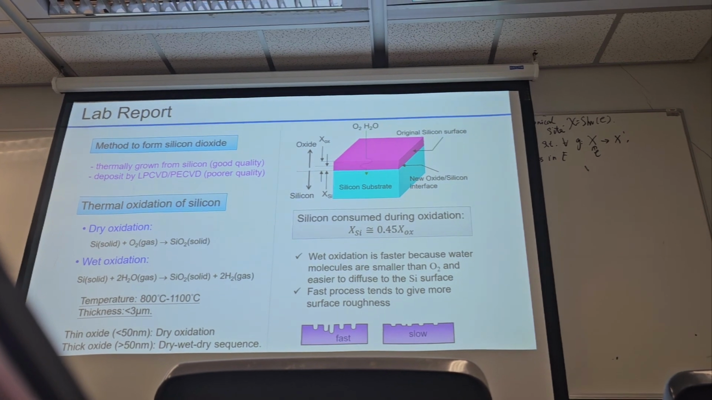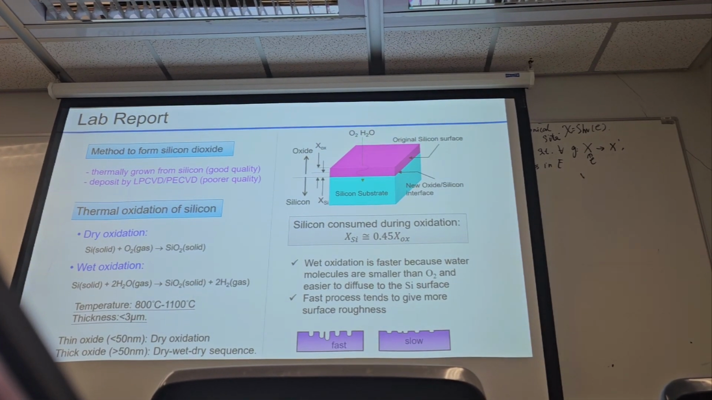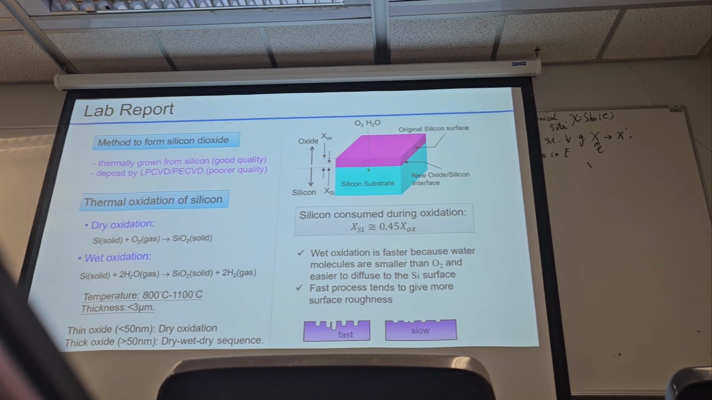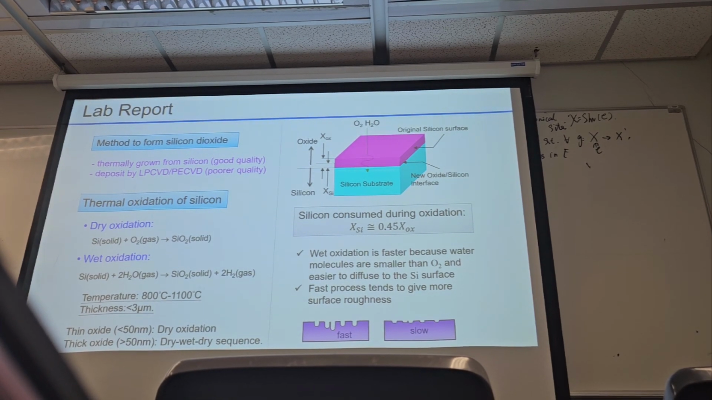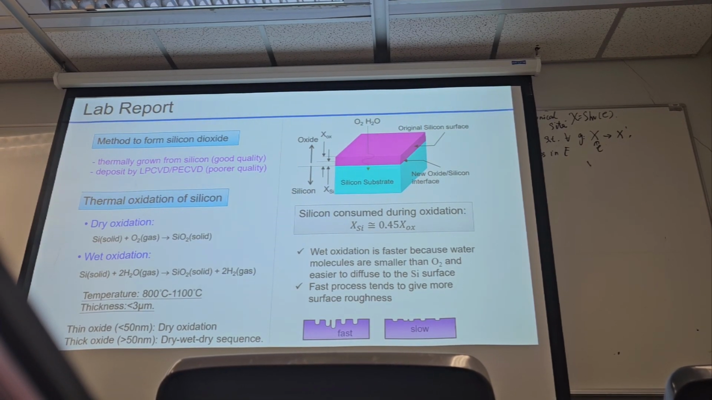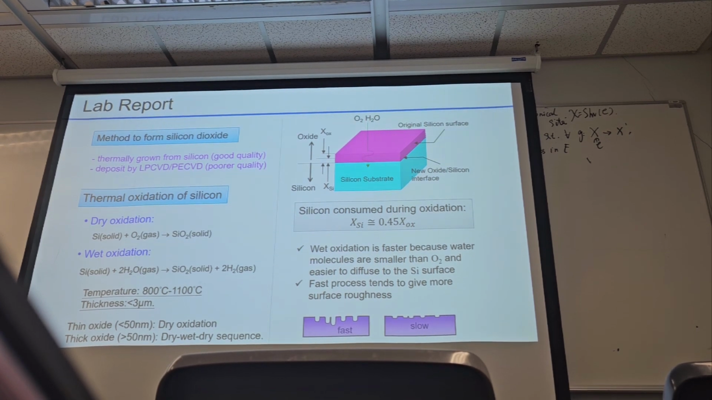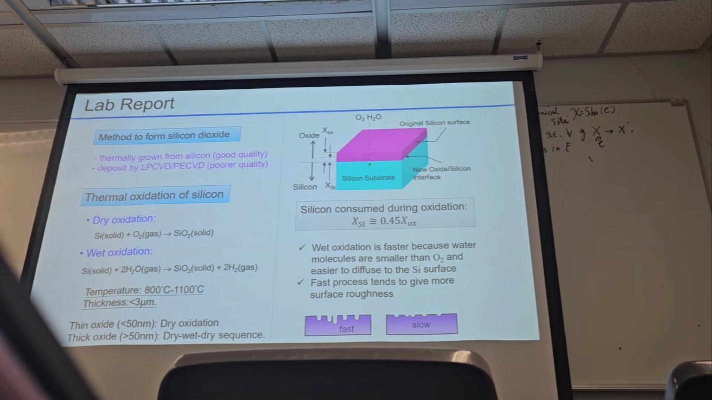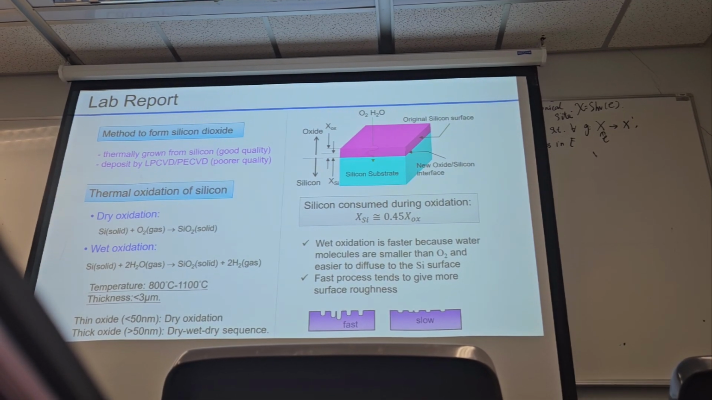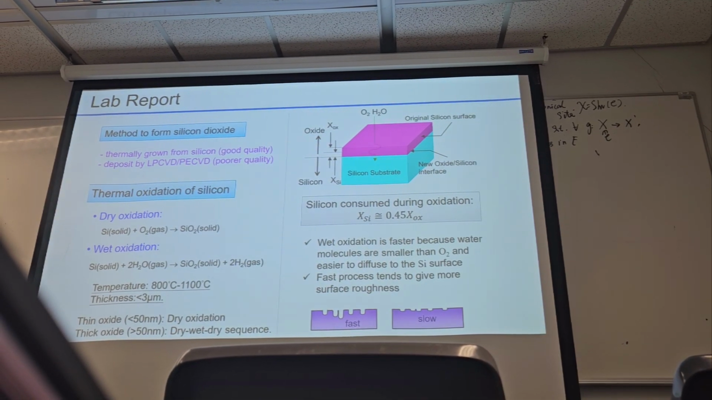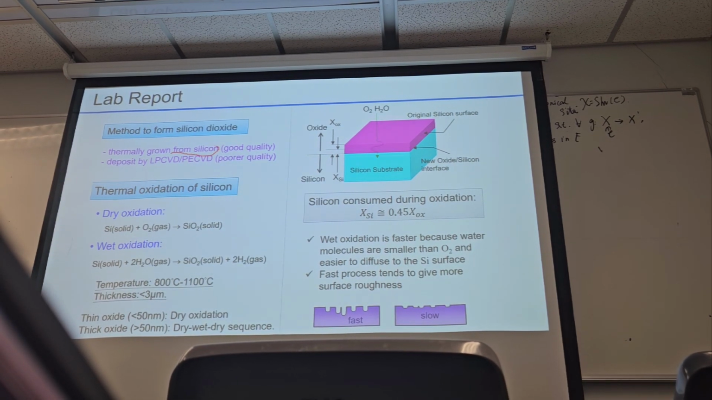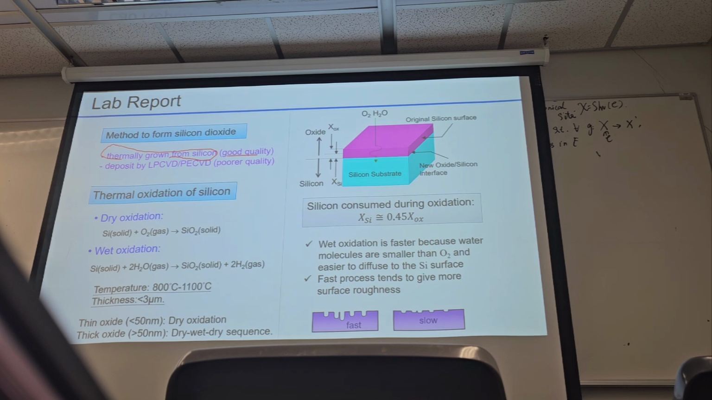Okay, so the following part, I'm going to discuss some key points in your lab report which you need to pay attention to. So, for example, the method to form the silicon dioxide. I think we need to do the comparison. We discussed the thermally grown silicon dioxide, which is grown from the silicon, so we need to consume the silicon, which gives good quality.